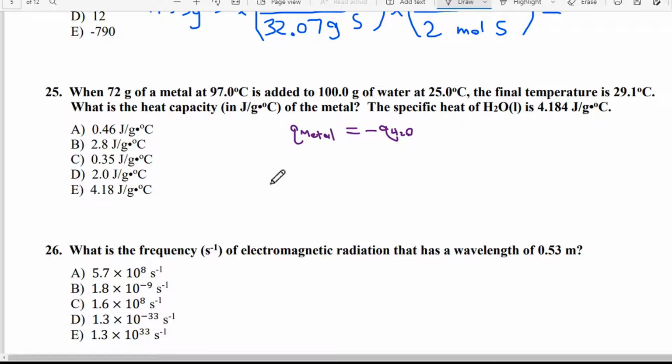Q = mc delta T. So in this case, Q of the metal is going to be the mass of the metal, Mm, times the specific heat of the metal, Cm, times the change in temperature of the metal, delta Tm. And that's going to be equal to the negative Q of the water, which is the mass of the water, M H2O, times the specific heat of the water, C H2O, times the temperature change of the water, delta T H2O.